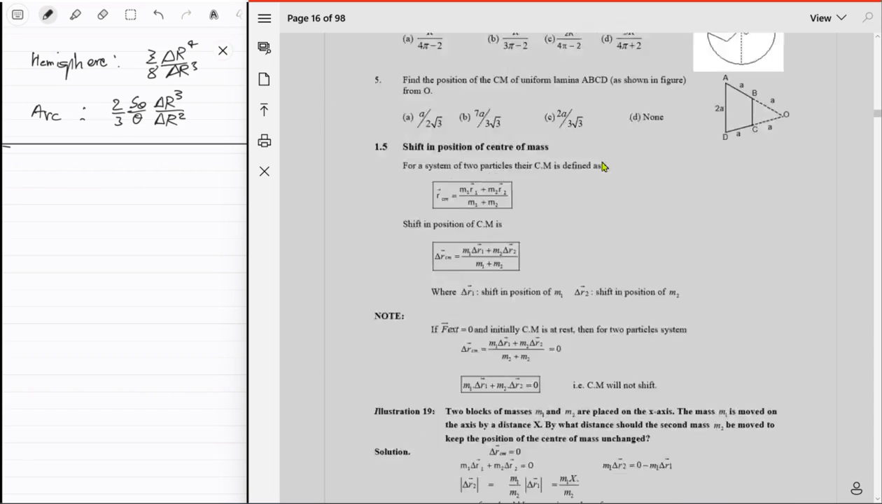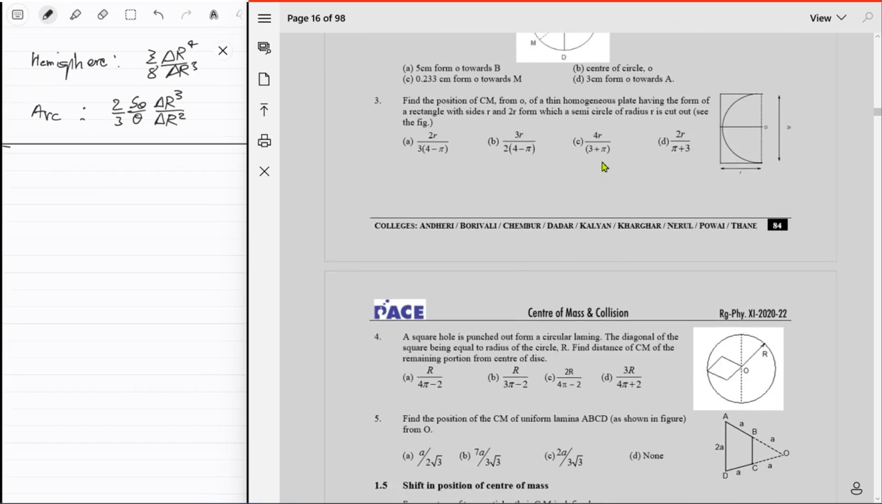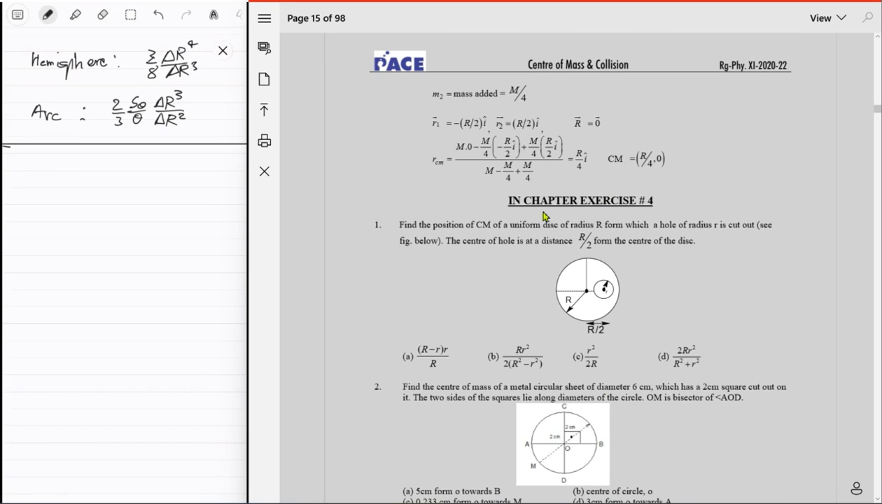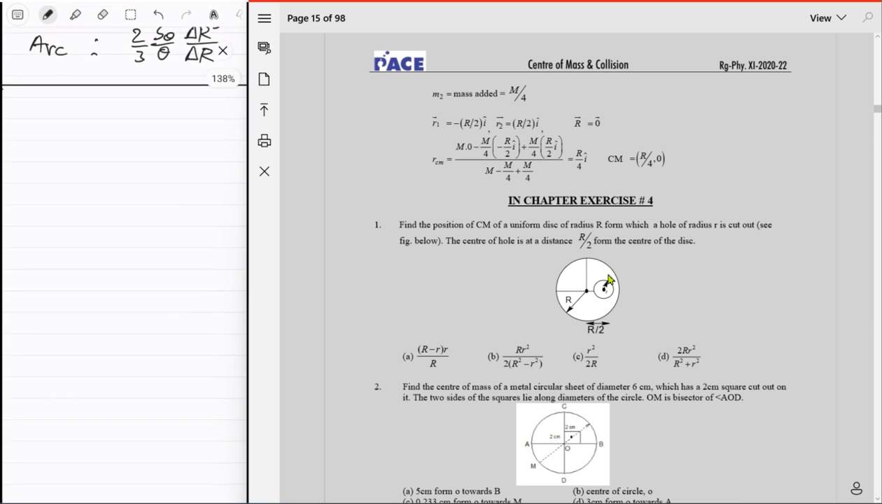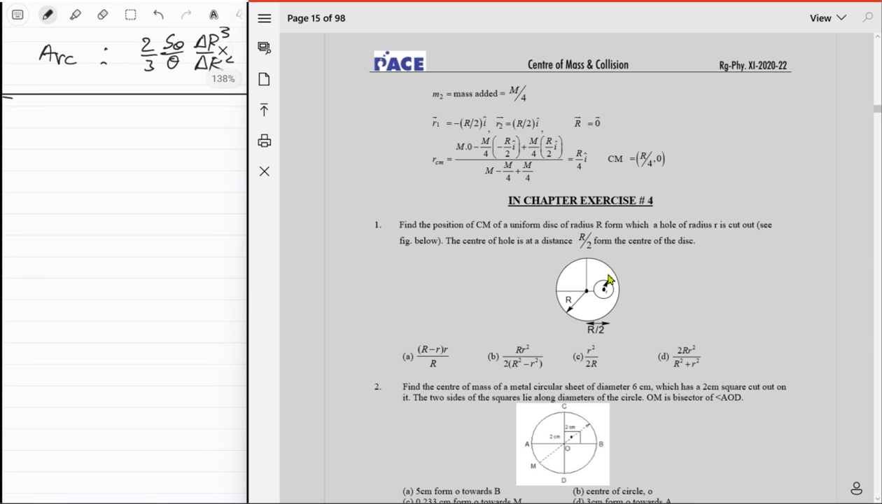Okay, let's start this one now. How many questions do we have? Okay, just 5 questions. Easy. Position of center of mass of a uniform disk of radius r from which a hole of small r is cut out. See figure below. The center of the hole is a distance this thing from, whatever. So just cut out. This one's mass is proportional to small r squared, so just negative r squared is our m_i.